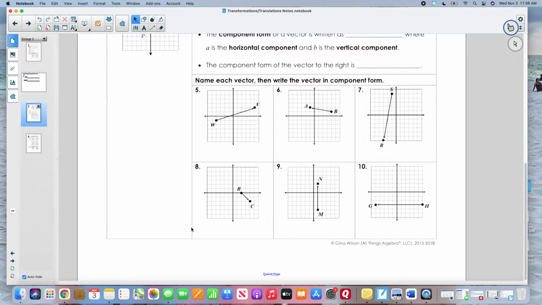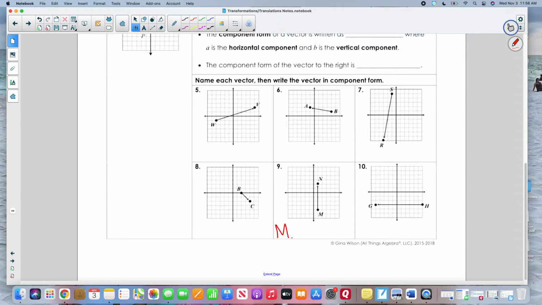Ken had a question on ones like number 9. So when I'm looking at number 9, is that vector MN or NM? MN, because we're following the arrow. Is that vector moving left and right? No. So that means that my first number should be 0. But it's moving up, so it should be positive, whatever it moved up. Was it 7? 6. Yes, it was 6. Okay?